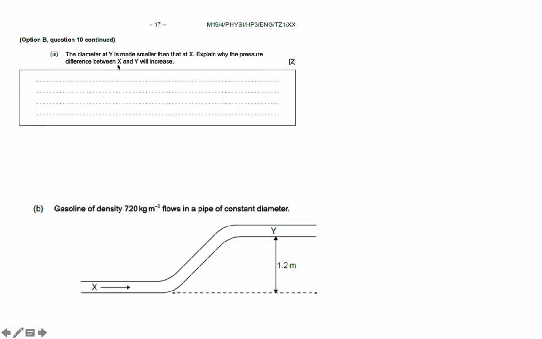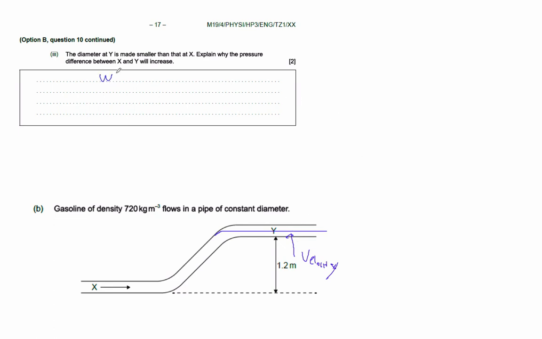Okay, so the diameter at y is made smaller than that at x. So this thing is now made so that it's like that. Now we'll talk about what happens to the velocity here. If you make that smaller, what happens to the velocity? Answer that question. If you make this area smaller, what happens to the velocity? And if you make that velocity faster, what happens to the pressure due to the Bernoulli principle?